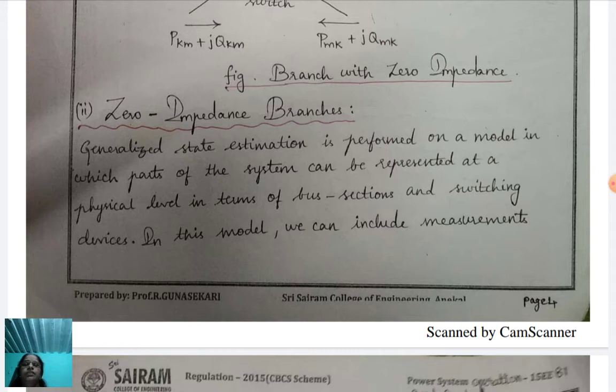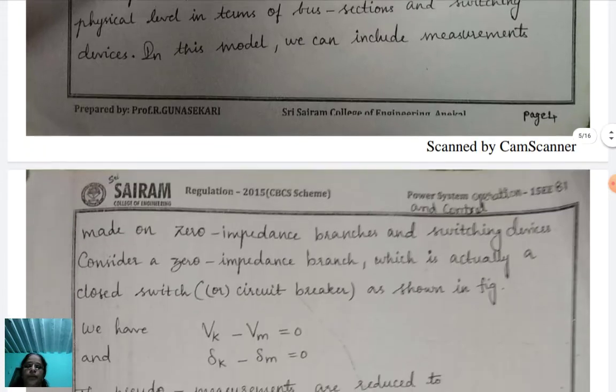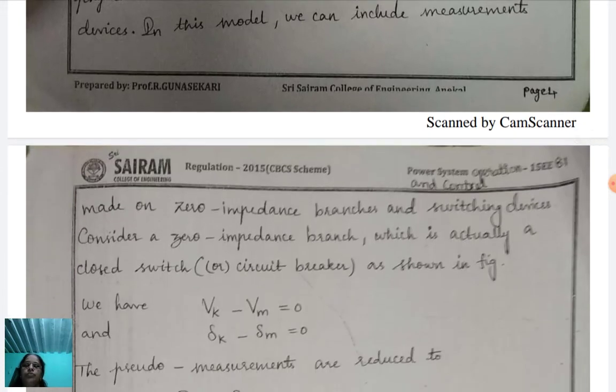Generalized state estimation is performed on a model in which parts of the system can be represented at a physical level in terms of bus sections and switching devices only. So in this model, that means including measurements made on zero impedance branches and switching devices.